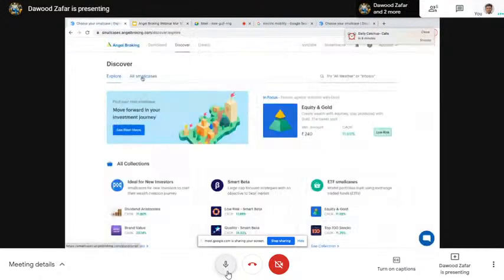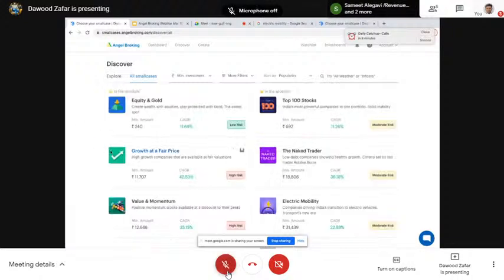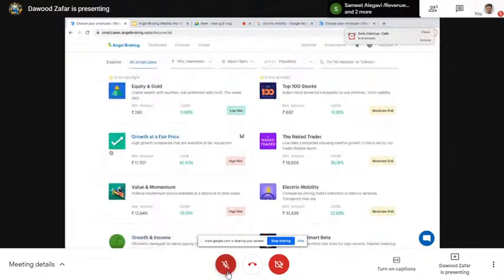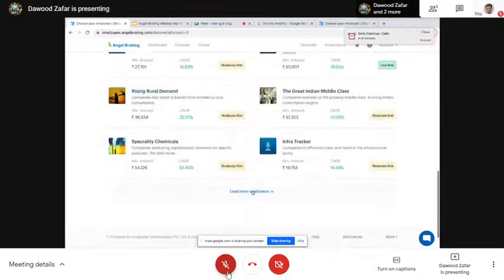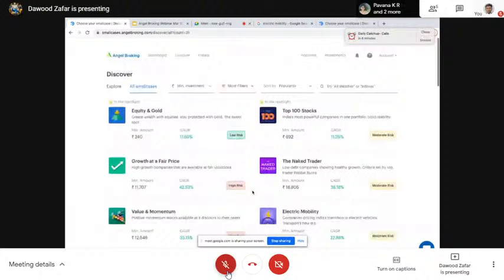Cool. So let me come to this. If you go to smallcases.angelbroking.com, you'll be landing on this page. If you click on all smallcases, you will be able to see all the smallcases which are listed over here, right? So this is the main part.